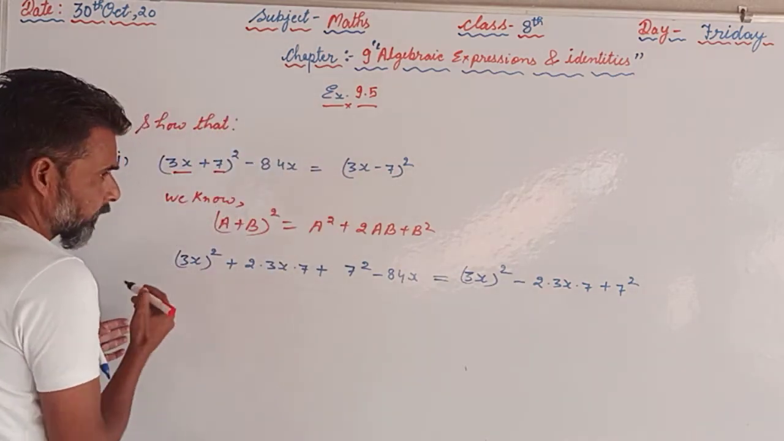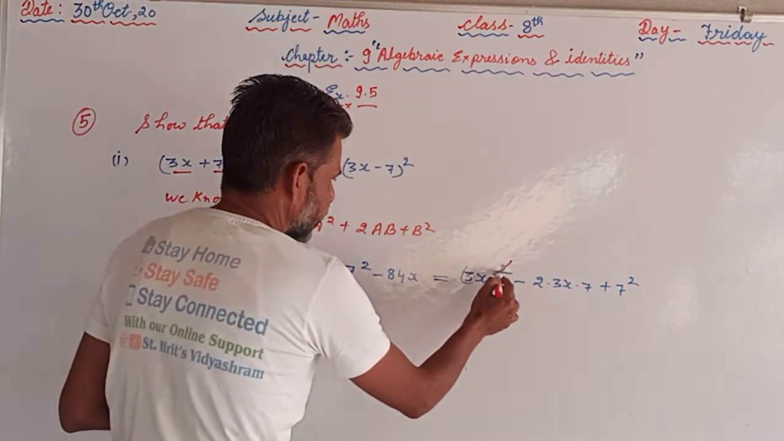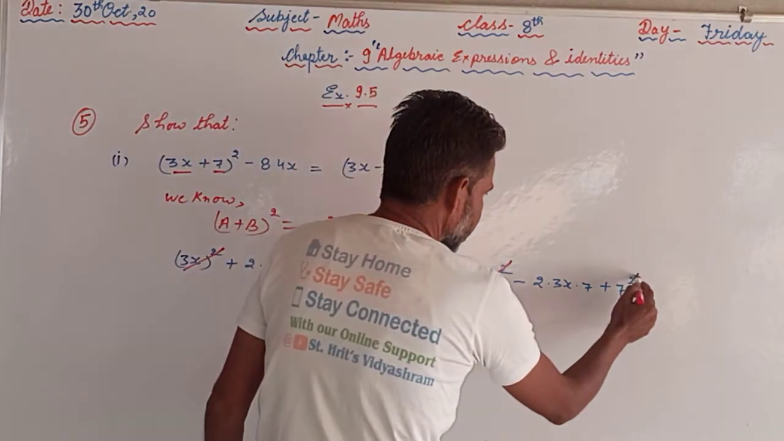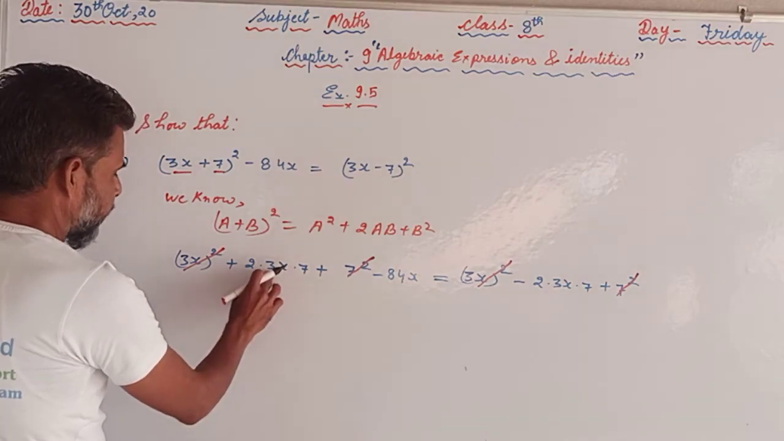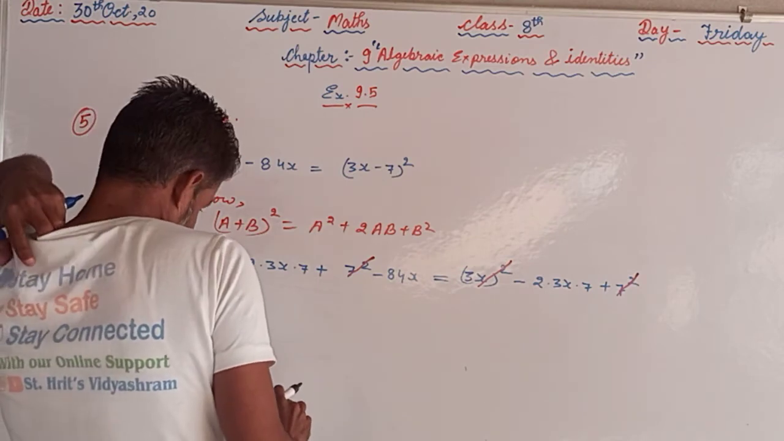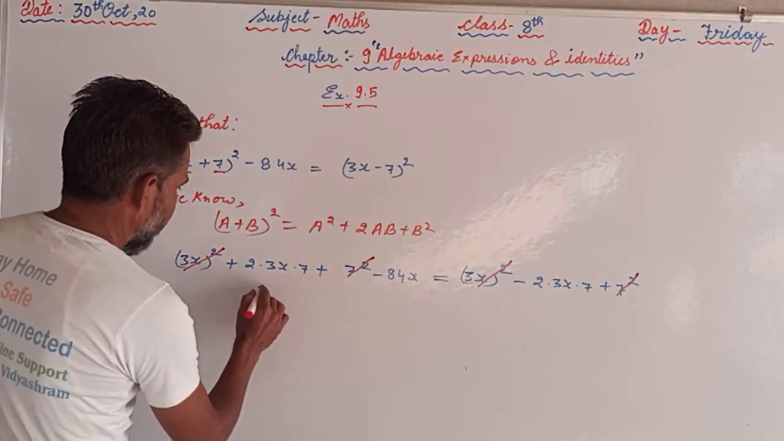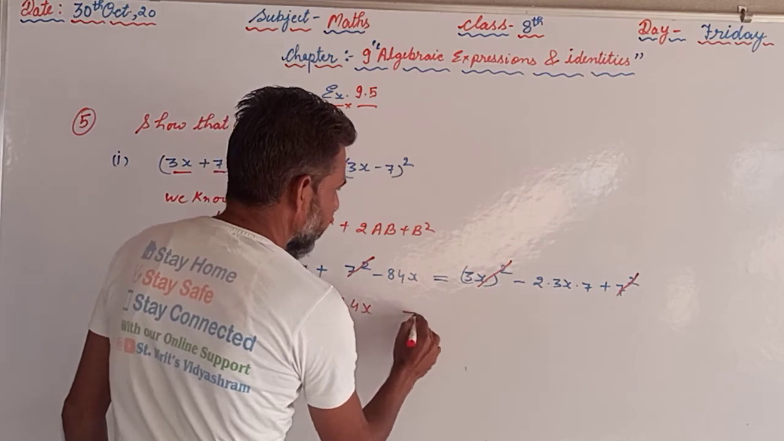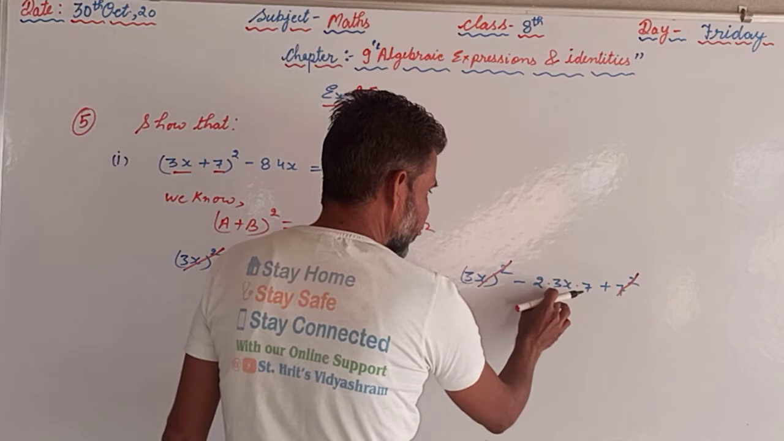So, from here we can see that 3x square cancelled out and 7 square is cancelled out. So, here we can see that 3 7s are 21, 21 2s are 42x, 42x minus 84x is equals to, here minus 42x.